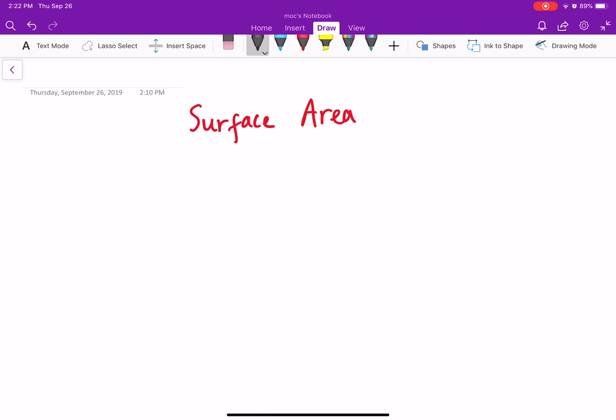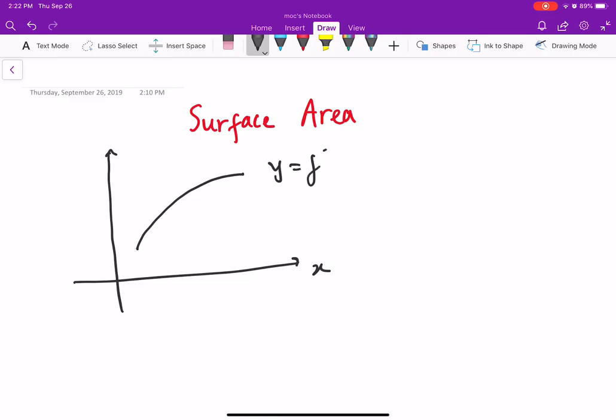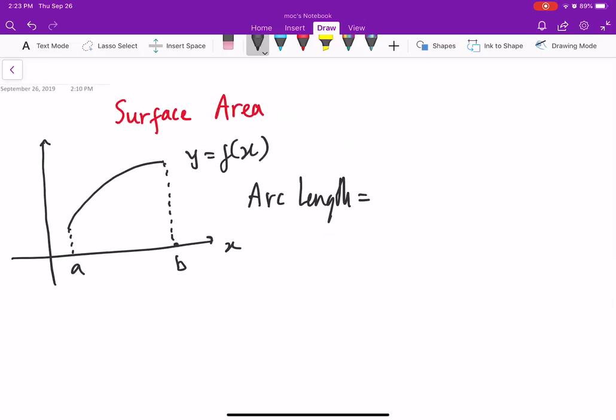Suppose we have this function y equal to f of x, and we need to find the arc length of the graph of this function on the interval a and b. So the arc length is equal to the integral from a to b of the square root of 1 plus f derivative of x squared dx.